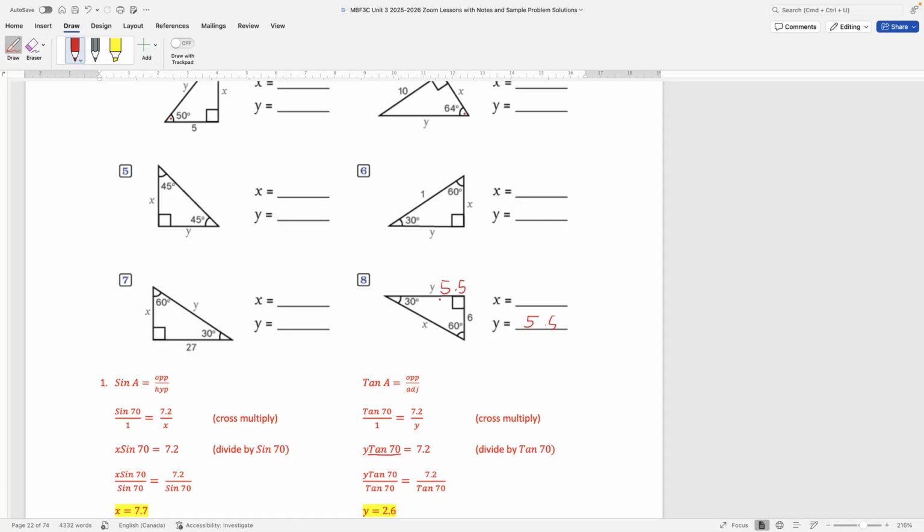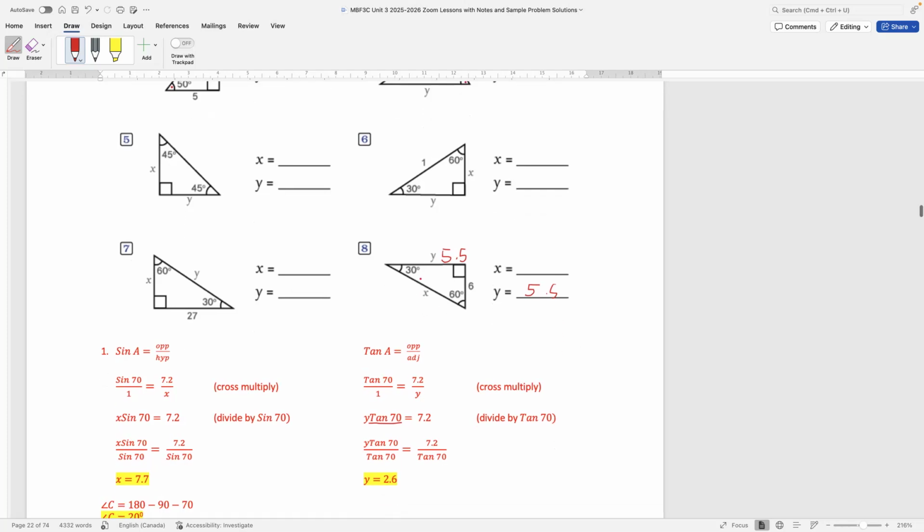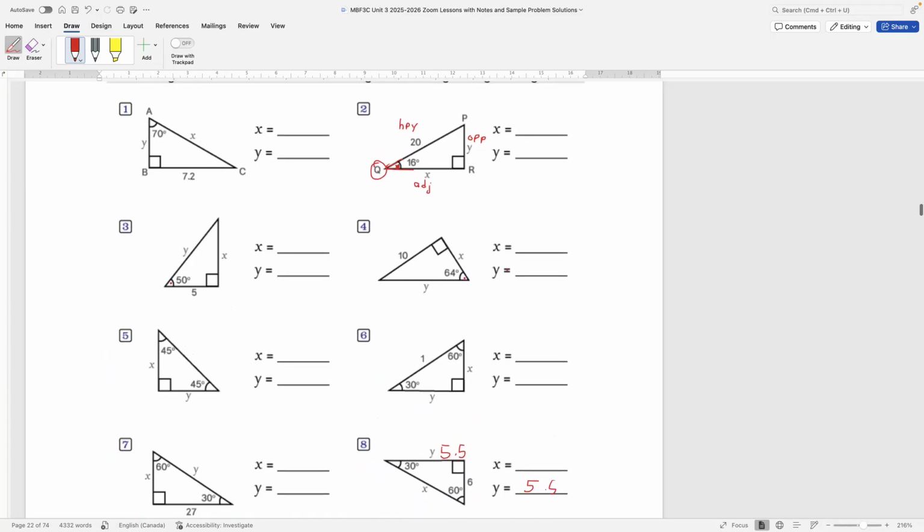Now, we can use Pythagoras if we want to solve for x, but we're going to use trigonometry. Sorry, I didn't go back up far enough. Let's go there. So I'm going to get rid of my mistake.